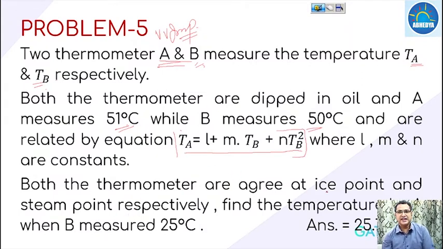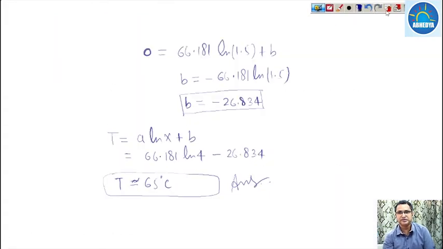Both the thermometers agree at ice point and steam point. Now what does it mean that both the thermometers agree at ice point and steam point? This is an important one. We know that the ice point and steam point are correspondingly 0 degree centigrade and 100 degree centigrade. So we have to find out the temperature measured by thermometer A when it is measured by B as 25 degree centigrade. So we have to find out what is the value of TA when TB is given as 25 degree centigrade. Okay, so now see how to solve this question.